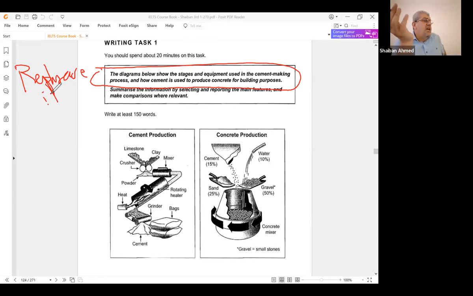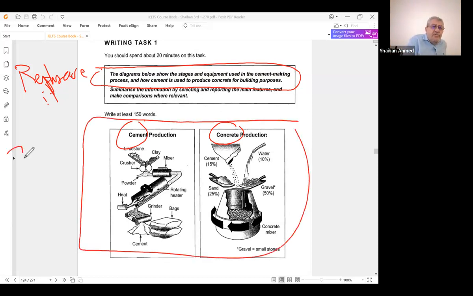So we say what? The figure or the figures present the processes of, come on, it's easy, cement and, or the production of both cement and concrete. And that's it. We don't have too many details in here. Now, after that, give the general overview.